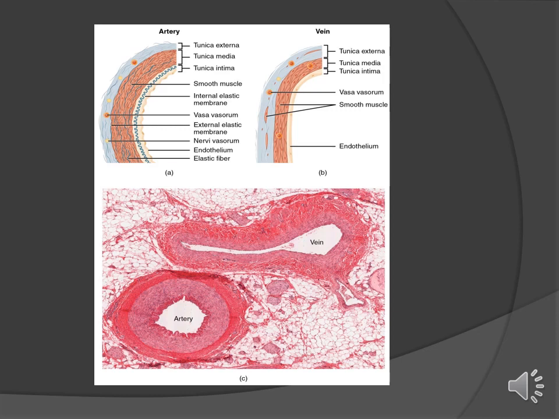The wall of artery is thick, the wall of vein is thinner, and the veins may contain valves. A valve is absent in our microscopic slide, but the arteries don't contain valves in the lumen.